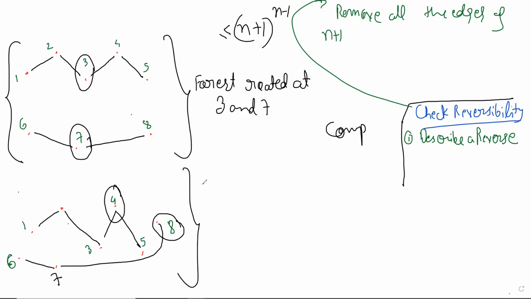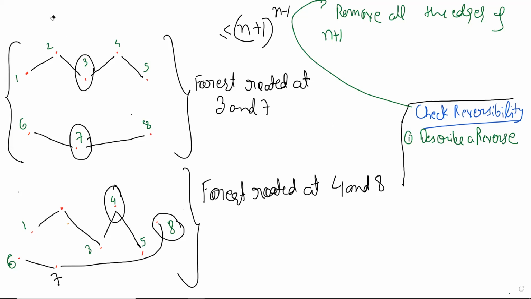So these two were the same earlier, but now we have put more qualifiers. So this is a forest rooted at 4 and 8. These two are not the same. As you can understand, with this new notion of equality where we are also taking care of the rootedness, they become different.